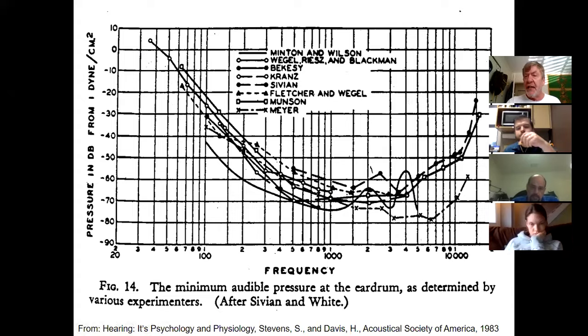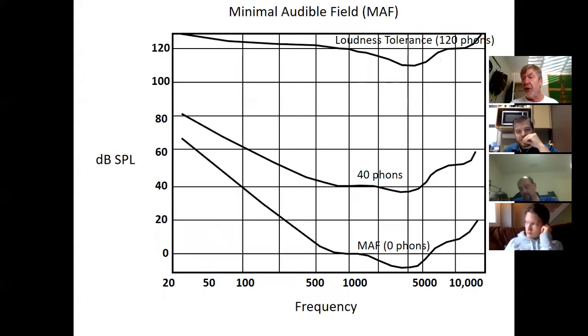Now let's look at the next slide. It's got three curves on it. Ignore the top two. Ignore the top one, ignore the middle one. We're not going to talk about them today at all. We're focusing on the bottom. And that's called minimal audible field.